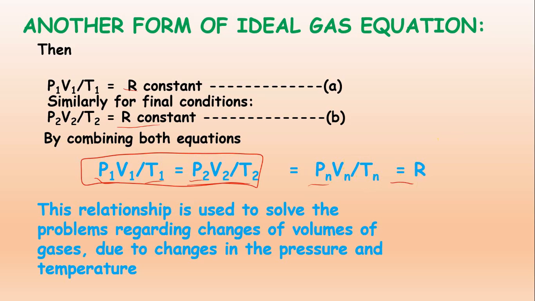So today we have discussed the ideal gas equation, or we can say the equation of the state, and then we have discussed the two forms of the ideal gas equation. And as you know, the ideal gas equation is the equation formed by the combination of these three laws: Boyle's law, Charles' law and Avogadro's law. So I hope you understood this topic.